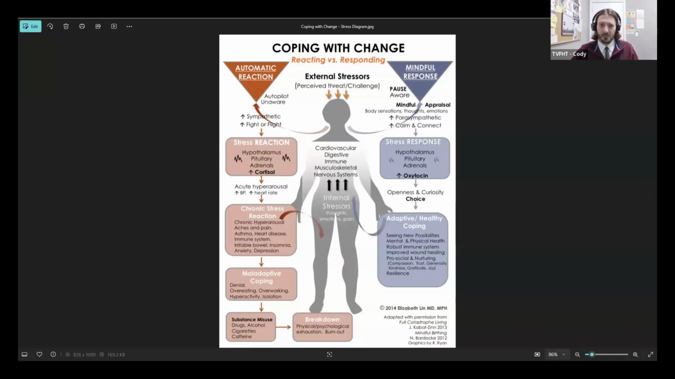The body will then attempt to right itself. It'll secrete hormones that will work really well in the short term. But if the stress response becomes long-term or chronic, as I mentioned before, then those defenses may eventually break down. We can start experiencing negative outcomes like blood pressure issues, sleep issues, chronic pain, anxious thoughts, even mood disorders. And they can in turn lead to maladaptive ways of coping with stress and even disease.